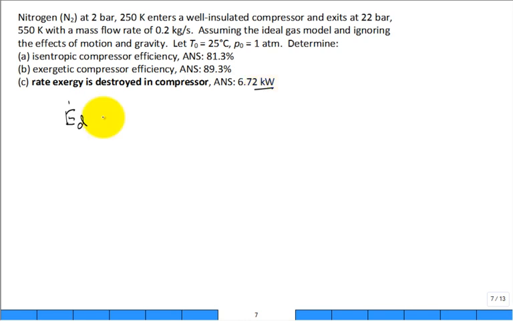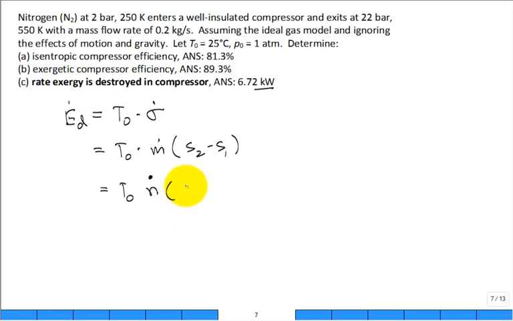So hopefully a lot of us have it, but you have to do something like this. You have to have T naught times sigma dot, and then you say, okay, well, what's sigma dot? After the second law, you're going to find it's related to the mass flow rate, and then S out minus S in, isn't it? Okay, well then, hey, guess what? This is T naught times N dot times S bar 2 minus S bar 1, because, hey, we've been working on a molar basis.